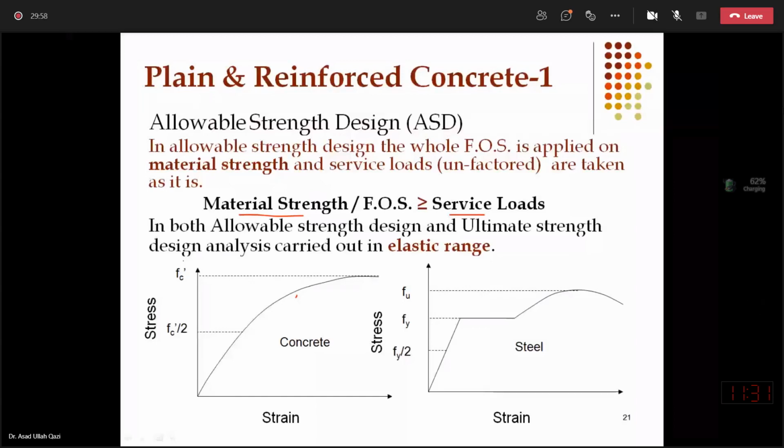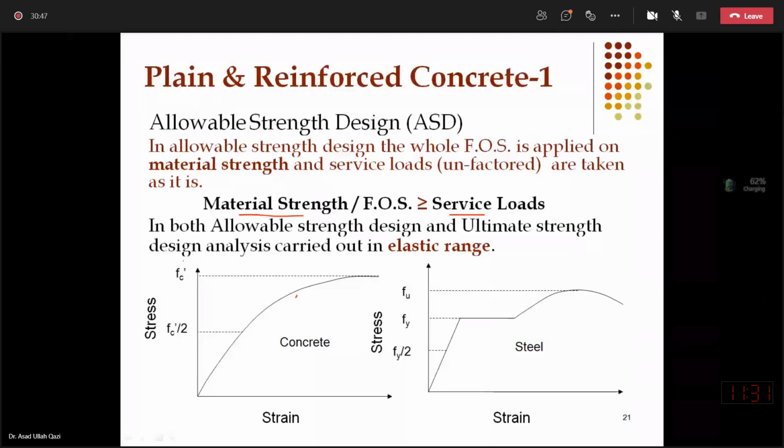And you will find that in material resistance, in ASD, we will use against service load, service demand, hardly 50% of the material strength. So in this picture underneath, if I talk qualitatively about concrete and steel, you will find that concrete is used at hardly 45% of its peak, 45% of its maximum strength, 45% of its strength at the age of 28 days.